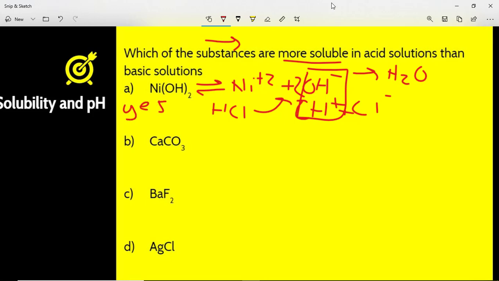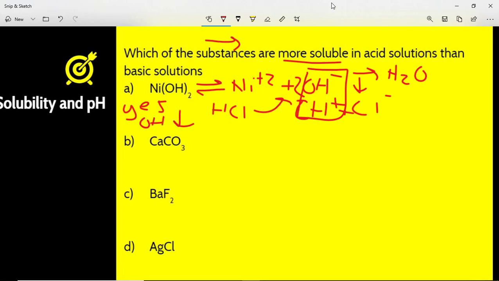And again, that's because the hydrogen from the acid is going to react with the OH in the solution to produce water, which then decreases the OH concentration. So yes, OH decreases.